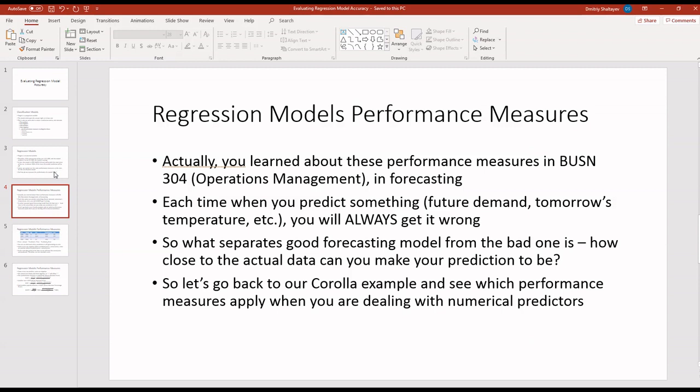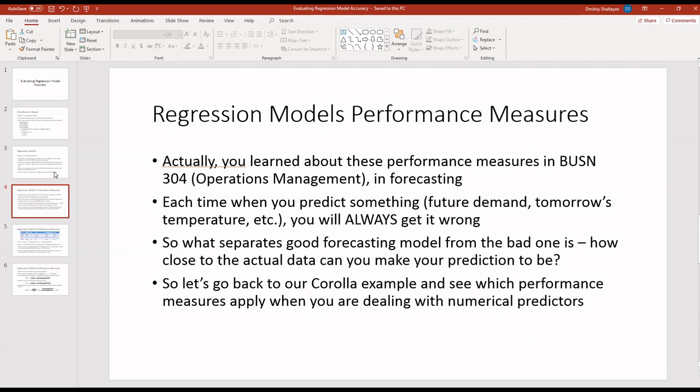Now, what separates good models from the bad models is good models also get the forecast wrong, but they are closer to the actual values than the bad models. So therefore, our measure of accuracy should take into account, okay, I got the prediction wrong, but how close was I? Was it close enough, or was it too far away?